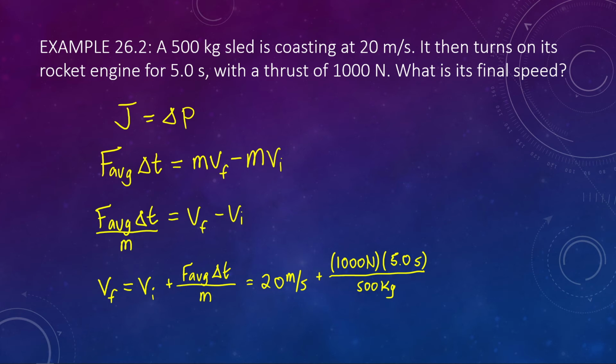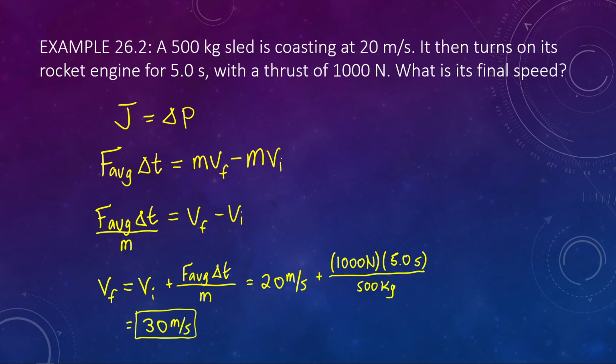You should actually be able to do this in your head, perhaps. So we have 1,000 times 5, which is 5,000. 5,000 divided by 500 is 10. 20 plus 10 is 30. 30 meters per second. In other words, its velocity increased by 10 meters per second due to the rocket being turned on. Okay, so there's another example using this impulse momentum theorem.